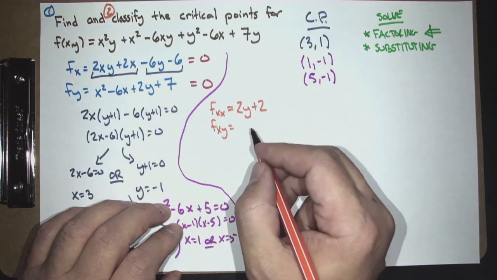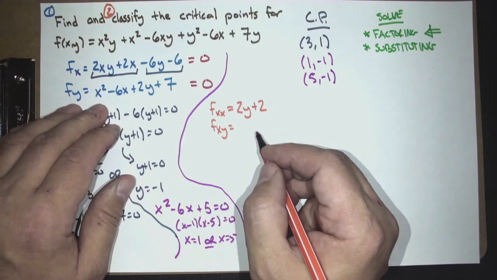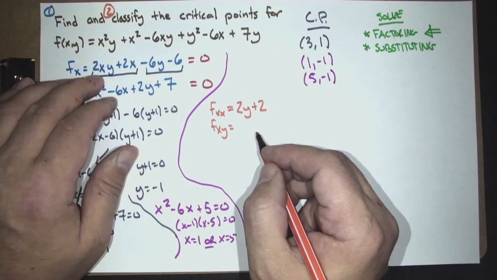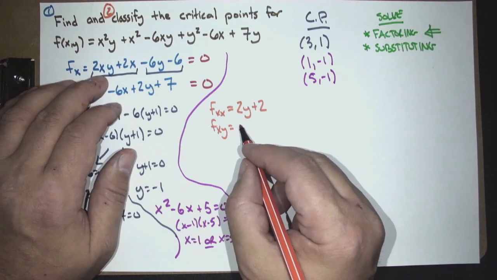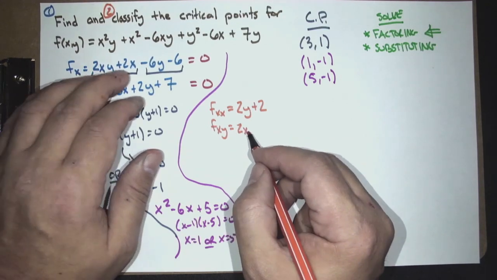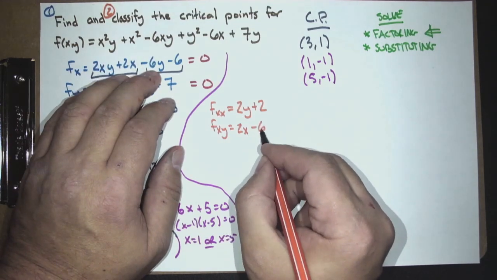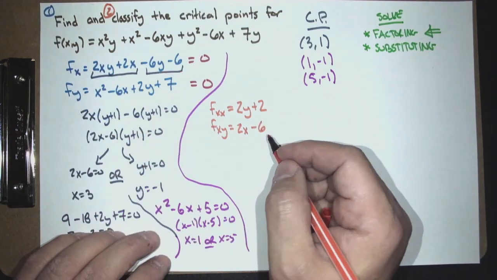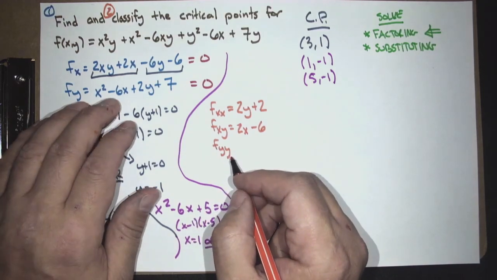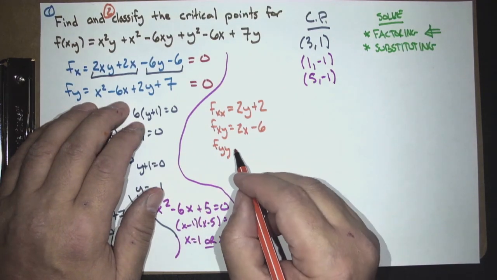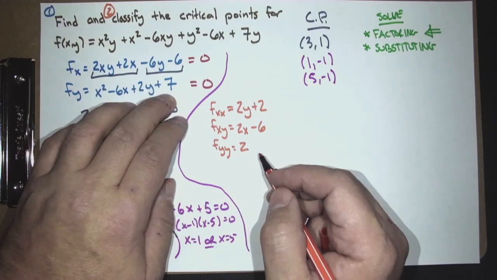f sub xy. Derivative of f sub x with respect to y. You could also do f sub y with respect to x. You'll get the same answer either way. Derivative of f sub x with respect to y. Well, you'll get 2x from the first term. That goes away, the 2x. Derivative of negative 6y will be minus 6. That goes away. f sub yy. So take the derivative of f sub y with respect to y. Get 0, 0, 2, 0.